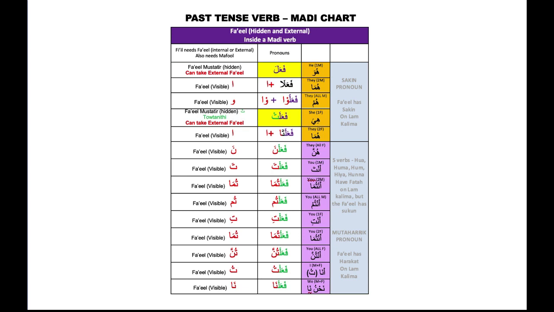Next one is another fa'il mustatir or hidden fa'il. With this verb, an external fa'il might come because it's representing here, she, singular female. Fa'alat, ta is highlighted there. Ta is the suffix there. Ta is not representing the fa'il there. Fa'il is still hidden. We cannot see the fa'il. So what is ta doing here? Ta is telling us that it is ta'nith, means it's a sign of femininity. It's feminine.